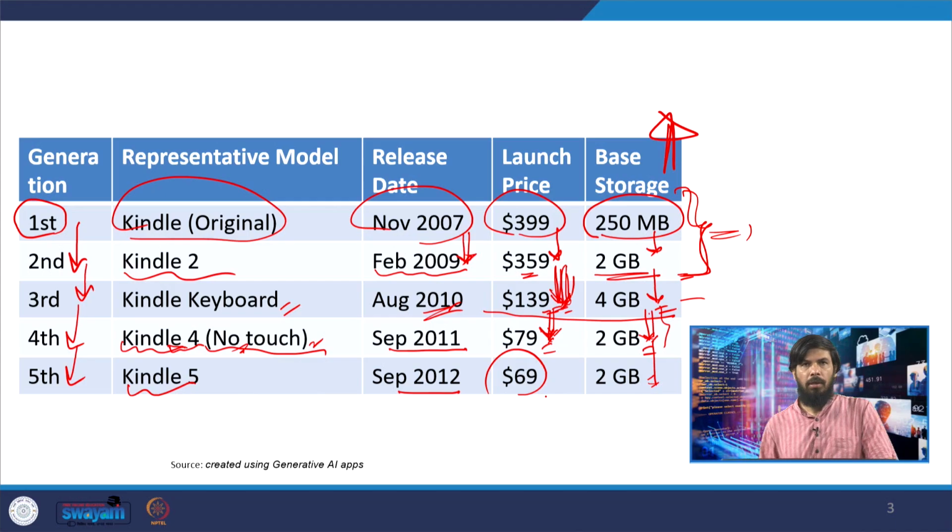So, obviously, the demand would be there, economies of scale will kick in, but the fast cheap computing phenomenon, if you compare from first version to 5th version, from 399 USD to 69 USD, that is a huge drop. That is something that we do not see with traditional physical products in general. So, mainly applicable in computing products, right. So, this was 5th generation.